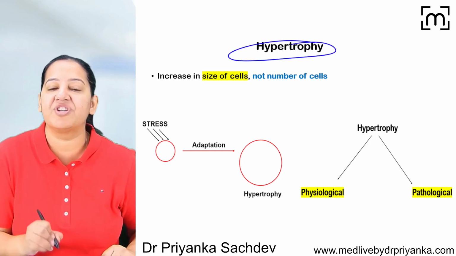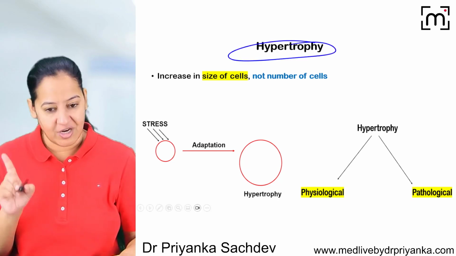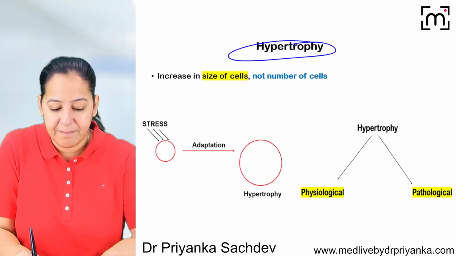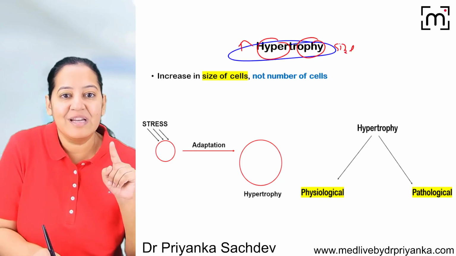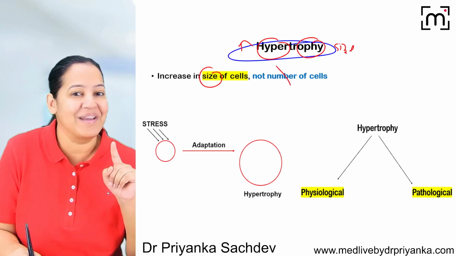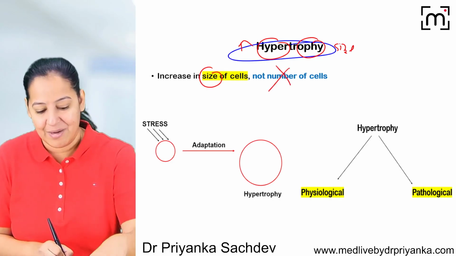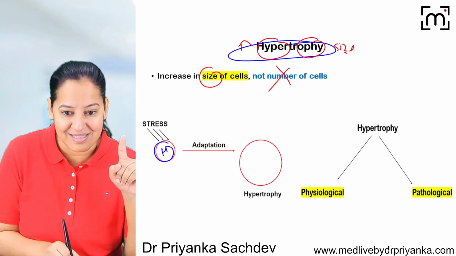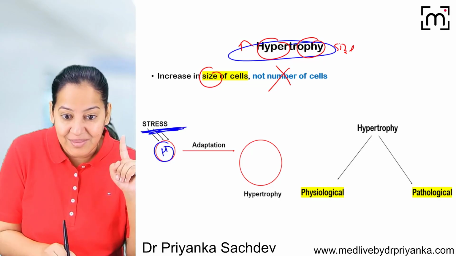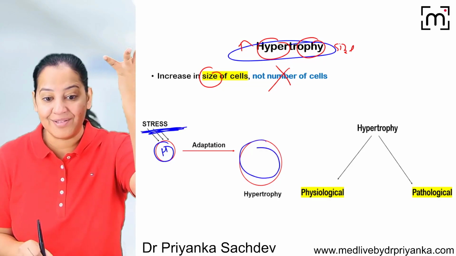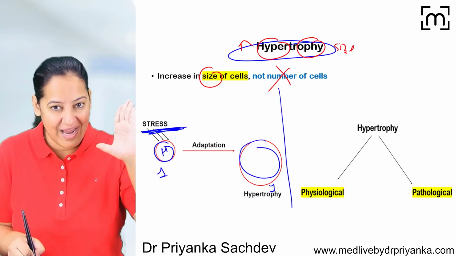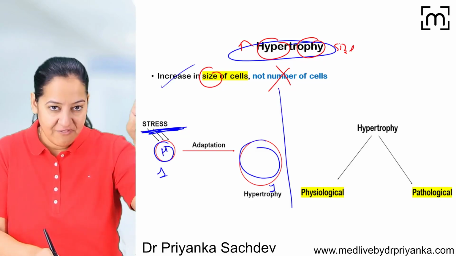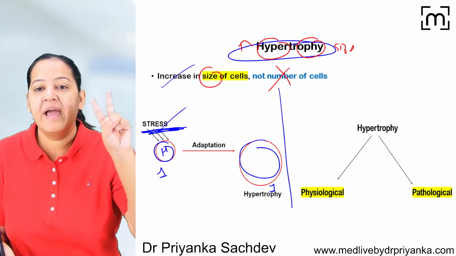Let's come to the second adaptation, hypertrophy. We are done with hyperplasia. Coming to hypertrophy. I told you hyper means more. Trophy means size. So it is increase in size, not number. See, this cell is in homeostasis. So whenever the stress is acting on that, it is increasing in size, not number. Here also we have one cell, here also we have one cell. So draw this diagram in your exam. So write down the definition, draw the diagram and tell me the 2 types.